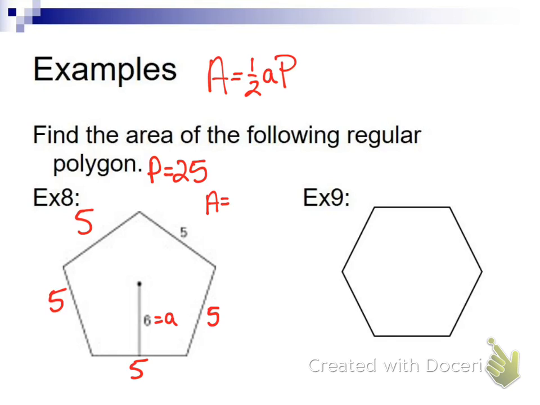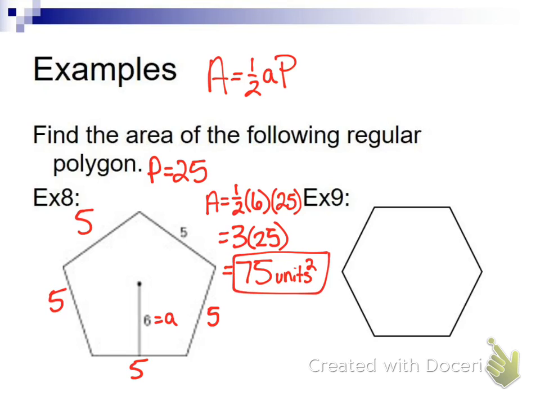So when we go to calculate our area, it equals 1/2 times 6 times 25. Half of 6 is 3. 3 times 25 is 75. They didn't put units in there, so if they don't put them, that's okay. Technically, we should put units squared, but if they don't put it on there and you don't put it on there, I'm not terribly worried about it. Questions, concerns about number 8?